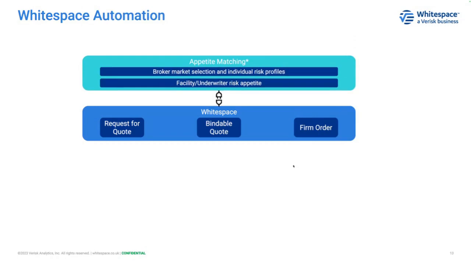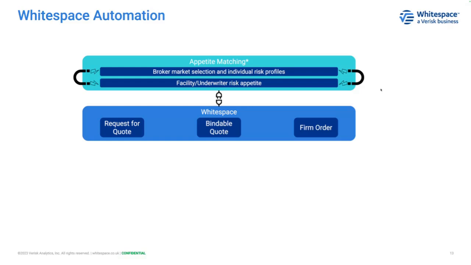So what we've got is one service called appetite matching. We allow the broker to select the markets and pass the risk profiles to a carrier service, within which we've encoded the rules around their appetite. And so it's like online dating for specialty insurance. We can use that to reveal underwriter matches for risks in an unsolicited way. Whilst the underwriter encodes the rules for their risk appetite, they're not actually there. It's all being done in the background.